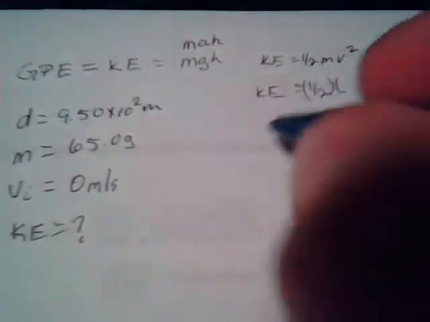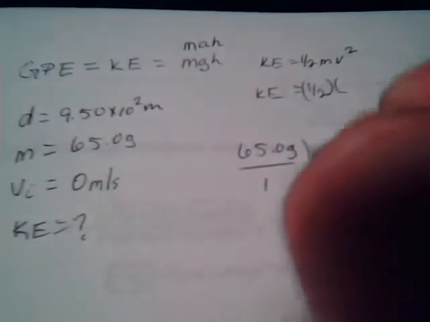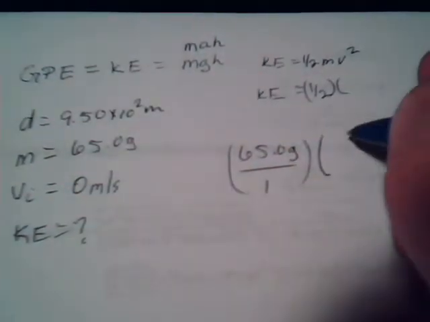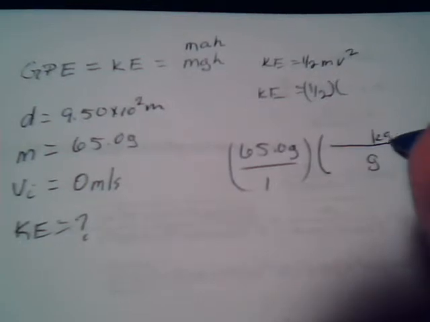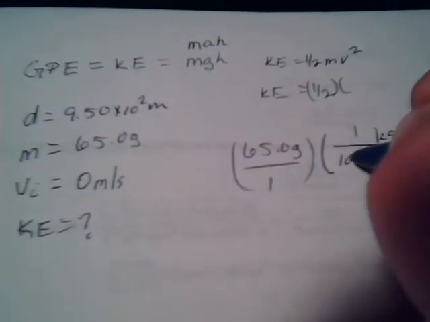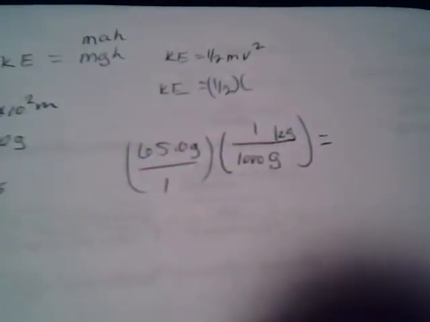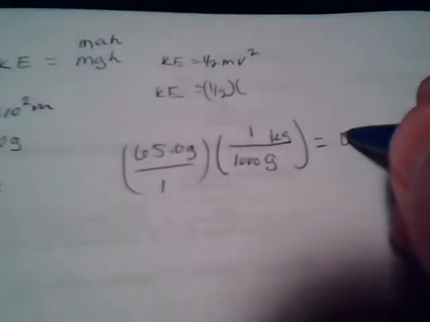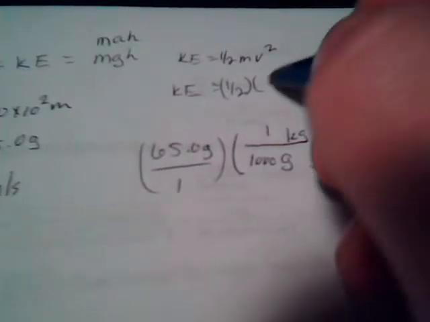Our mass is 65 grams, but remember I said we need it to be in kilograms. So 65 grams over 1, grams on top there, gram has to go on the bottom right there. That means kilograms are on the top. 1 kilogram is 1,000 grams. So I'm going to slide over here. What we end up with is 65 divided by 1,000. That gives us 0.065 kilograms. So that can come up here.